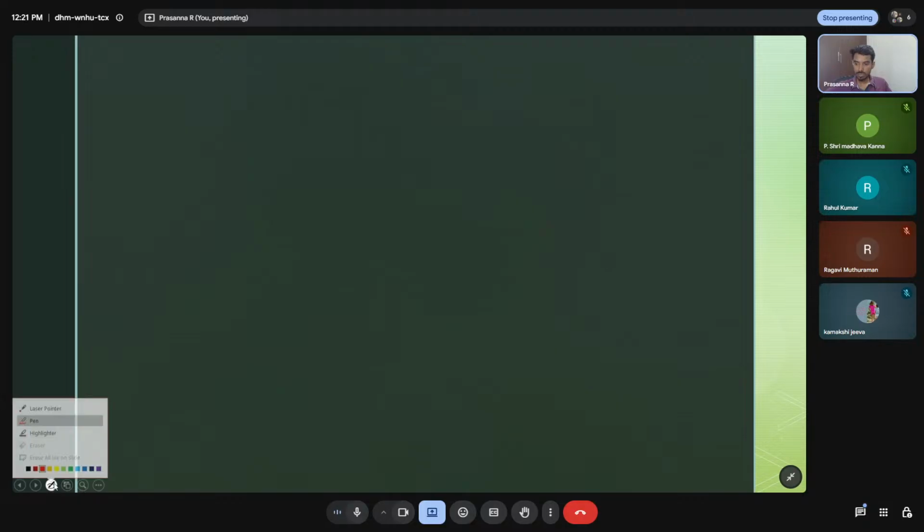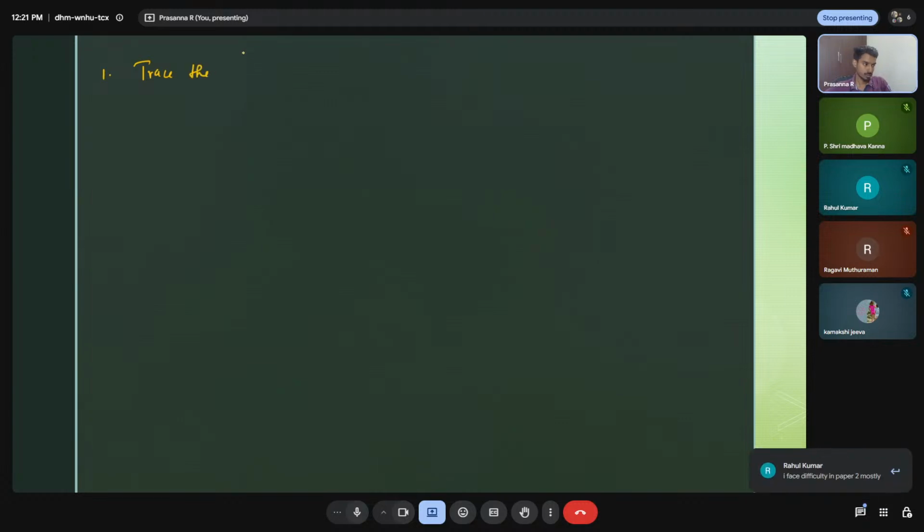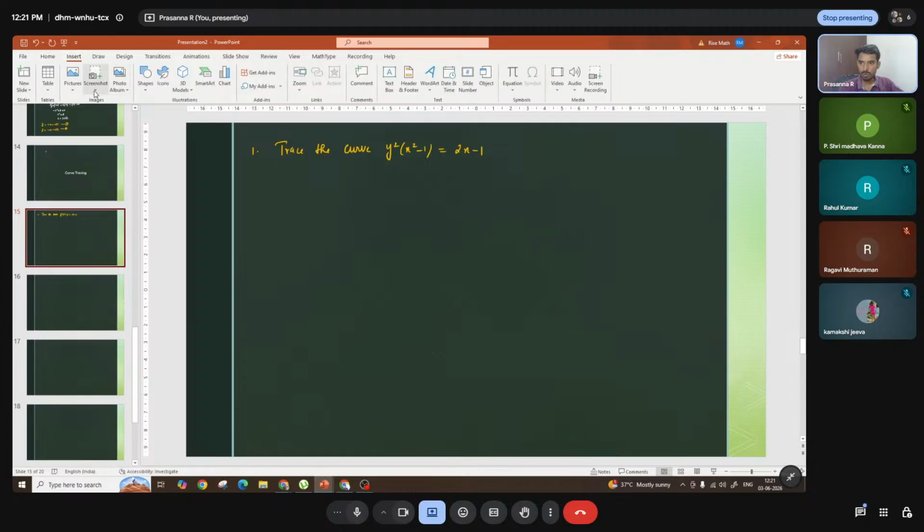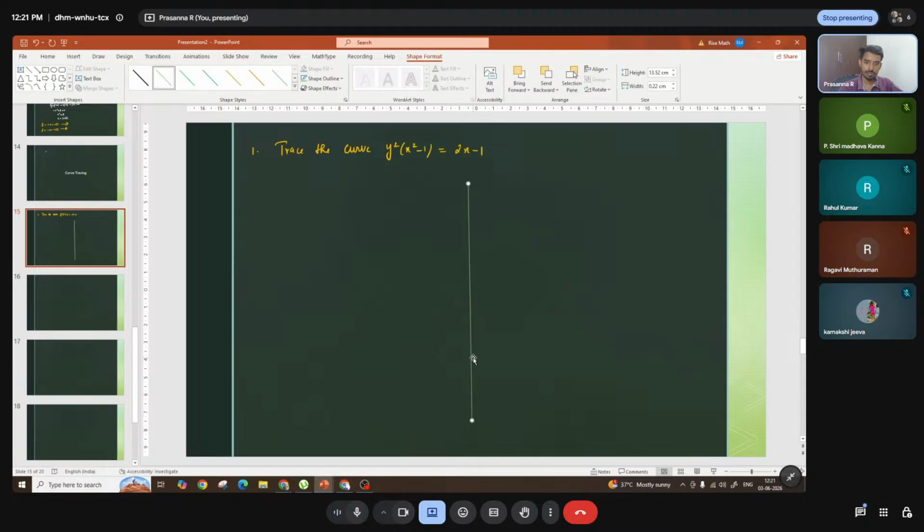Okay, so we'll move on to the first problem. Trace the curve y square into x square minus 1 is equal to 2x minus 1. Right, we're going to trace the curve. First, what we'll do is we'll put one axis. It will be very interesting how the graph will be, that is what we are discussing. Raise the comments, we're going to draw the graph of this.